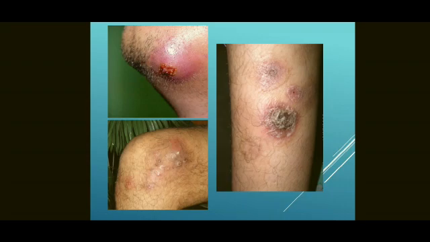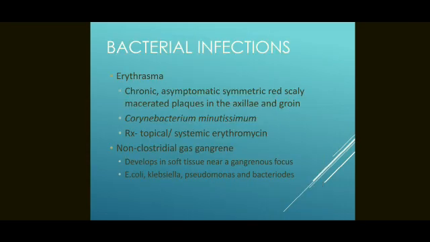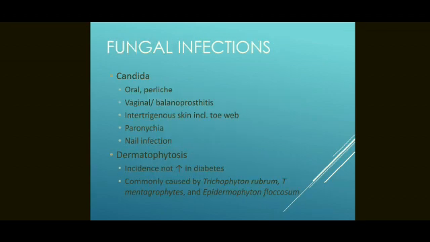These are a few pictures showing pyodermas, the bacterial infections on the skin. Erythrasma, it is a chronic asymptomatic red scaly macerated plaque in the axilla and groin caused by Corynebacterium minutissimum. Topical and systemic antibiotic can be prescribed. Other than that, non-clostridial gas gangrene develops in soft tissue near a gangrenous focus caused by E. coli, Klebsiella, Pseudomonas and Bacteroides.